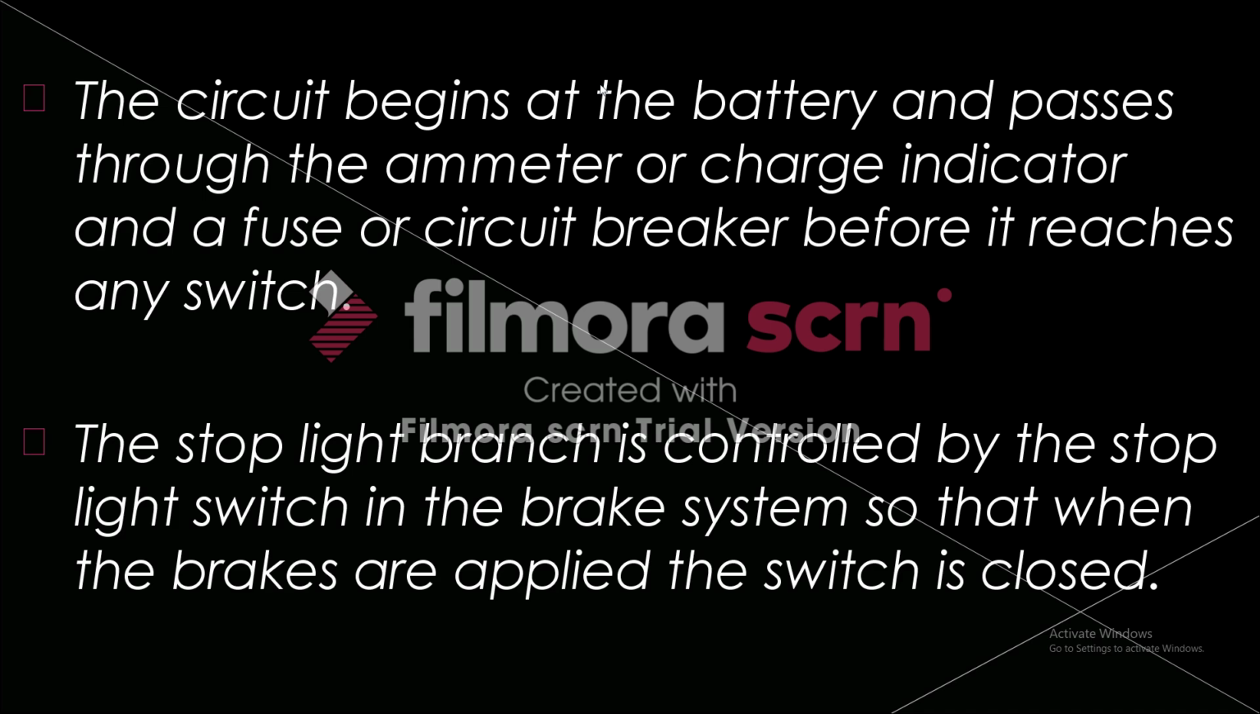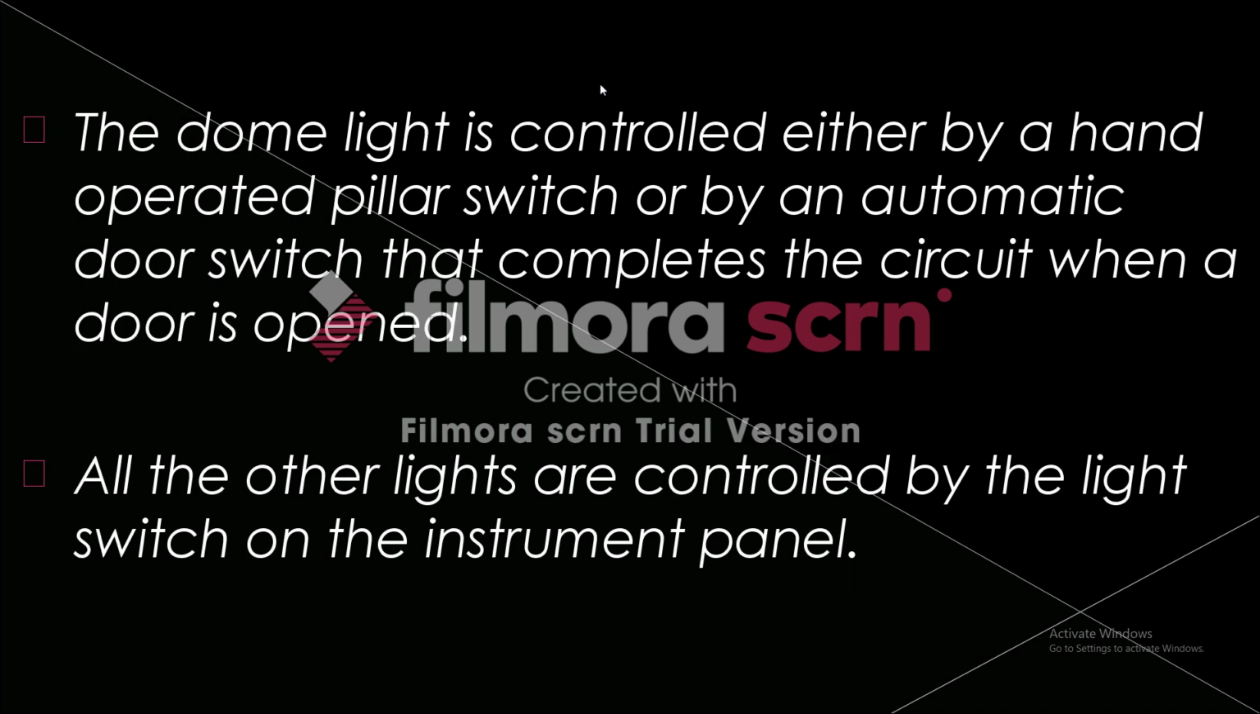The circuit begins at the battery and proceeds through the ammeter or charge indicator and a fuse or a circuit breaker before it reaches any switch. The stop light branch is controlled by the stop light switch in the brake system so that when the brakes are applied the switch is closed. The dome light is controlled either by a hand operated pillar switch or by an automatic door switch that completes the circuit when a door is opened.